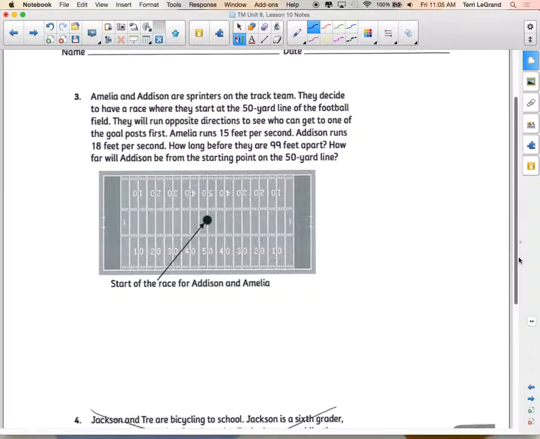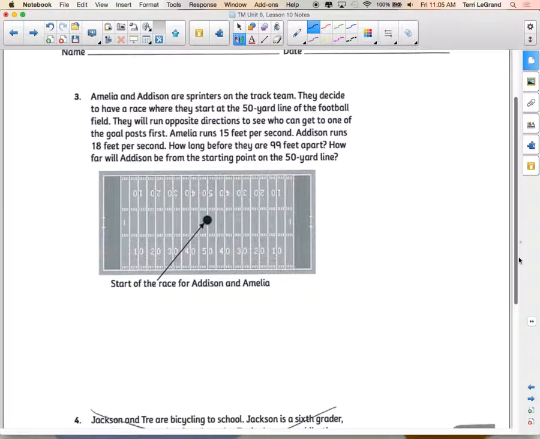Now we have Amelia and Addison, who are sprinters on the track team. Anybody here on the track team right now? No tracksters, huh? Okay. They decide to have a race where they start at the 50-yard line of the football field. They'll run in opposite directions to see who can get to one of the goalposts first. So they got this race going on. Amelia runs 15 feet per second. Addison runs 18 feet per second. How long before they are 99 feet apart?